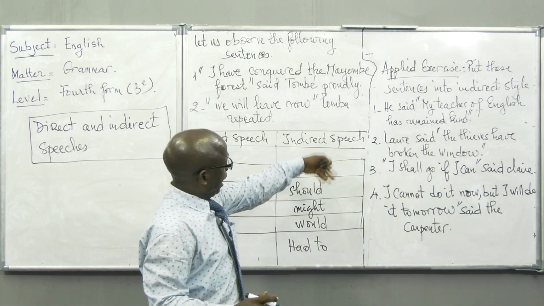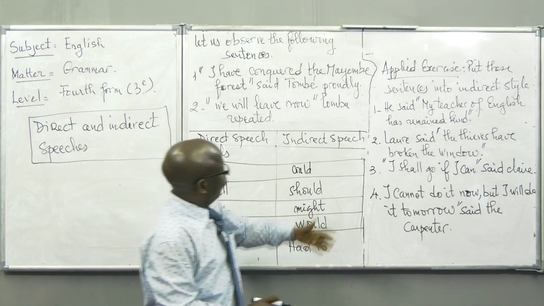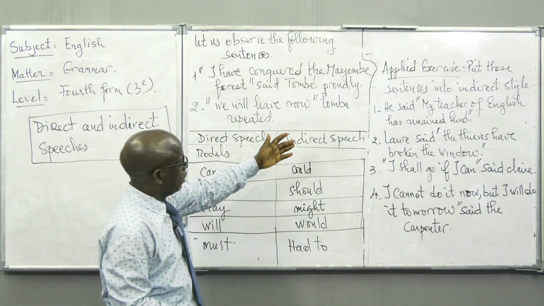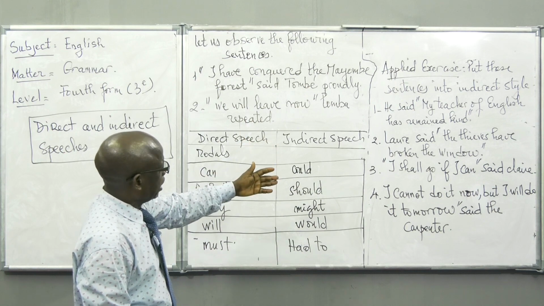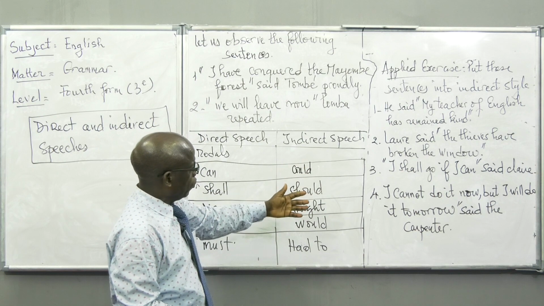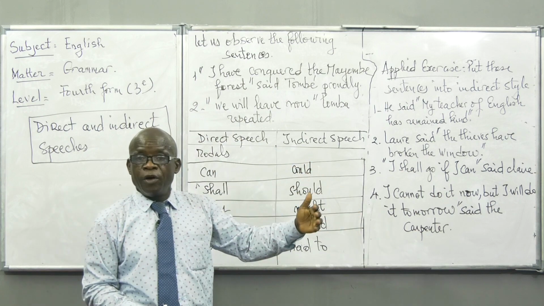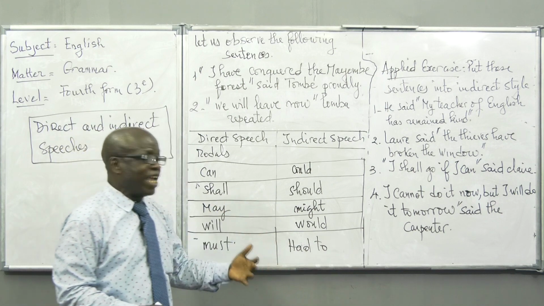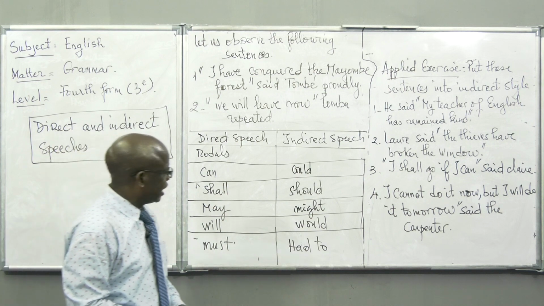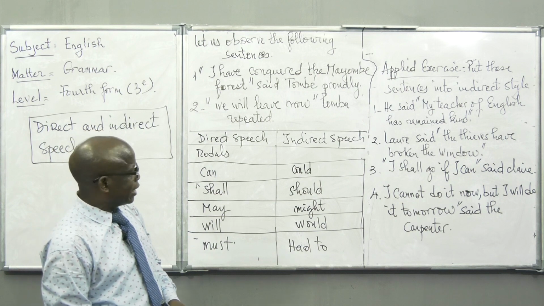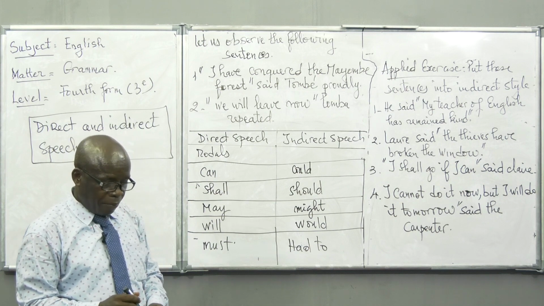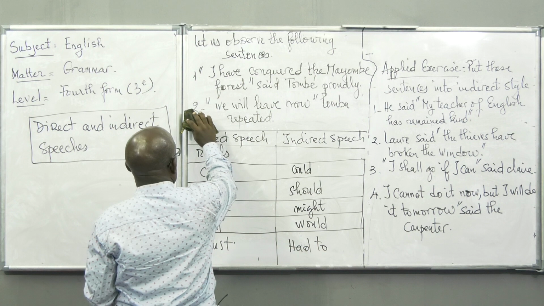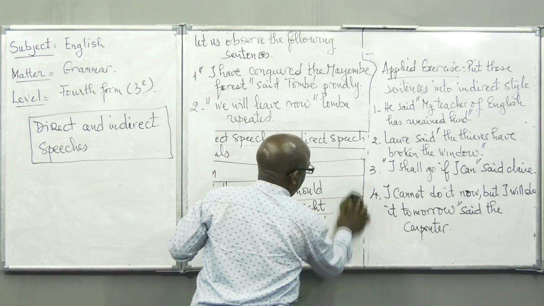Okay, we have written four sentences. The first is, put the sentences into indirect style. One, he said, my teacher of English has remained kind. Number two, Lord said, the thieves have broken the window. Sentence number three, I shall go if I can, said Claire. And the last sentence, I cannot do it now, but I will do it tomorrow, said the computer. Now let's correct our exercise. Let's write correction.